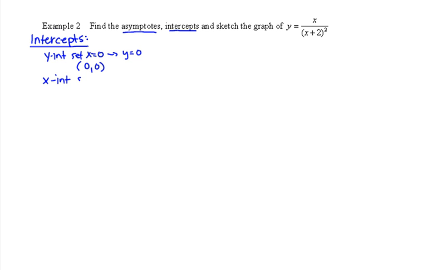X-intercept, we set y to 0, and we're going to get x equals 0, so it's also (0, 0). That's our one intercept. You could show that: 0 equals x over (x plus 2) squared. When you want your function to equal 0, it's really when your numerator equals 0, because we don't want when it's undefined. What would make our numerator equal to 0? X equals 0. So we have one intercept, (0, 0). It's my x and my y.